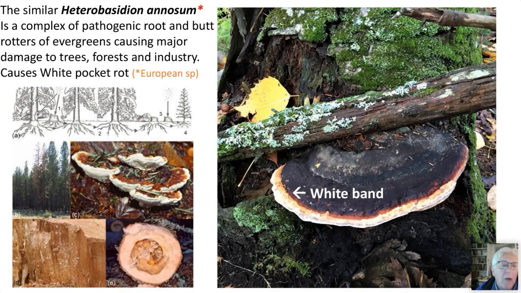And they have a white pocket rot. If you look here, there's little pockets in there. That really damages the wood for timber, and it just leads to the decay of the tree and damages the entire crop.